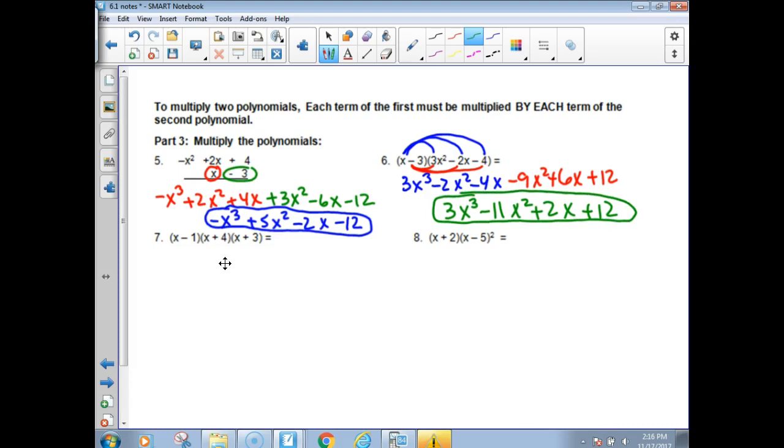Okay. Number 7. I have a suggestion on order to do things. I could either multiply the first two, or I could multiply the second two, but I can't do them all at once. Okay? So I'm thinking I'm going to do the second two. I'm going to drop the x minus 1 down. And then I'm going to go ahead and multiply out x times, I'd have x squared plus 3x.